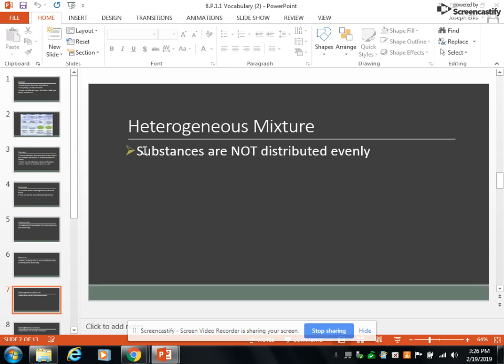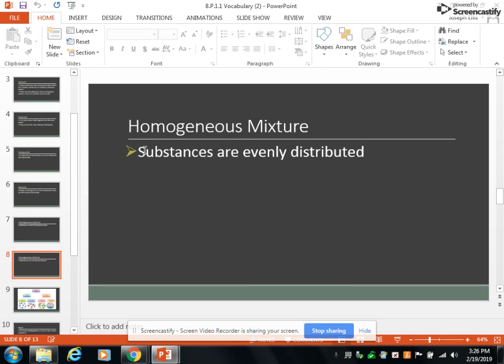Pizza is a heterogeneous mixture because you can see the different toppings. Trail mix is heterogeneous because you can actually see and distinguish the differences. Now the opposite of that is called homogeneous. Homo means the same, so homogeneous means they kind of look the same.